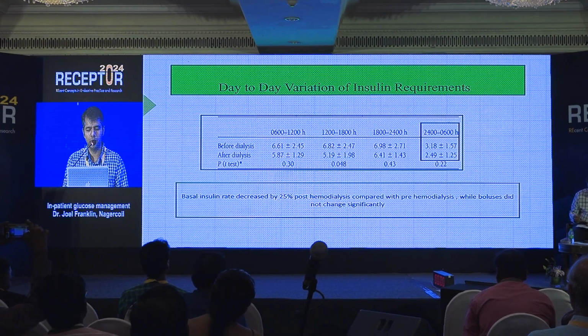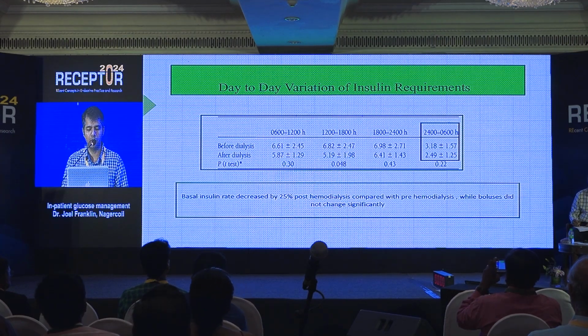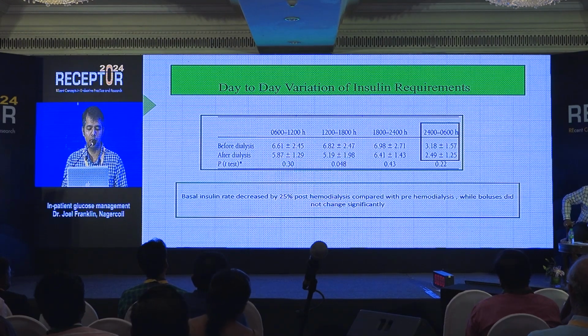Before dialysis, you can see that during night time, around 12 a.m. to 6 a.m., the insulin requirements will be on the lower side. After dialysis, that insulin requirement goes down even more. This is because after dialysis, the insulin sensitivity goes high, and the requirement comes down. So we have to reduce the basal insulin rate by 25% post hemodialysis compared with pre-hemodialysis, while bolus did not change significantly.